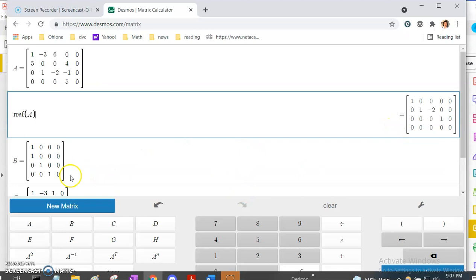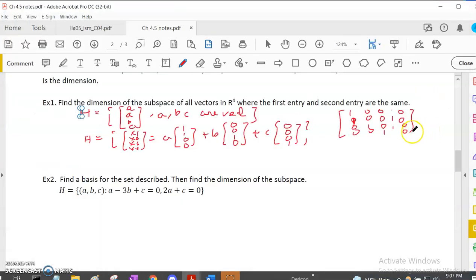And I did that in B. So I put it in B and I do a row echelon of B. You can see that x1 is equal to 0, x2 equal to 0, so only the trivial solution. So Ax equal to 0 has only the trivial solution. Okay, so this is 1, 0, 0.